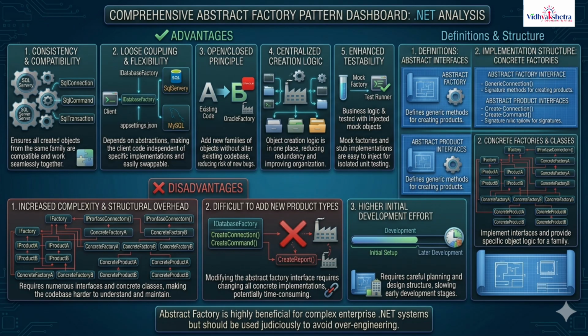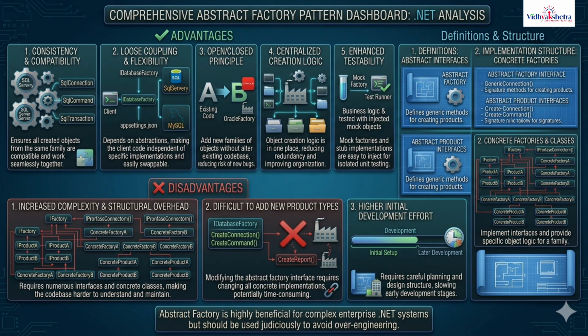For example, when working with a specific database provider like SQL Server, the factory guarantees that the connection, command, and transaction objects are all aligned, eliminating the risk of runtime errors caused by mixing incompatible components. Another major advantage is loose coupling, which is a core principle in modern .NET architecture. By depending on interfaces rather than concrete classes, the client code becomes independent of specific implementations.